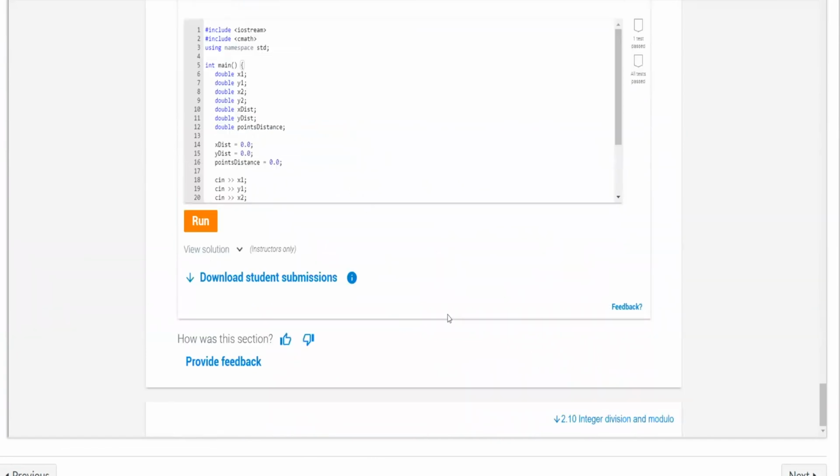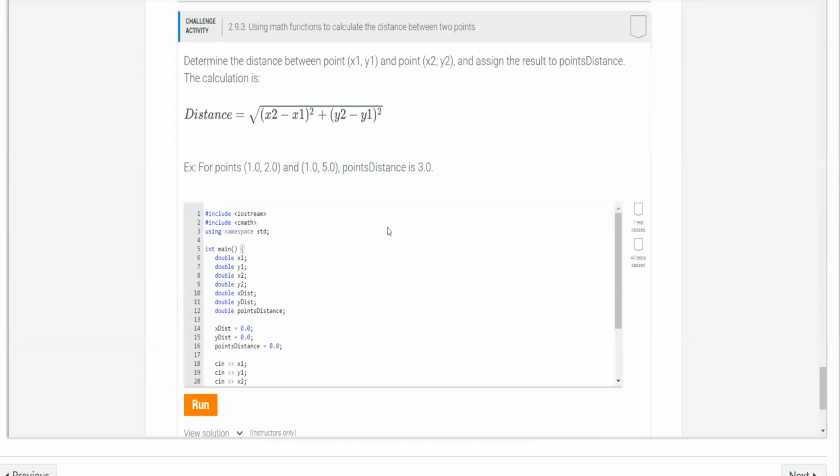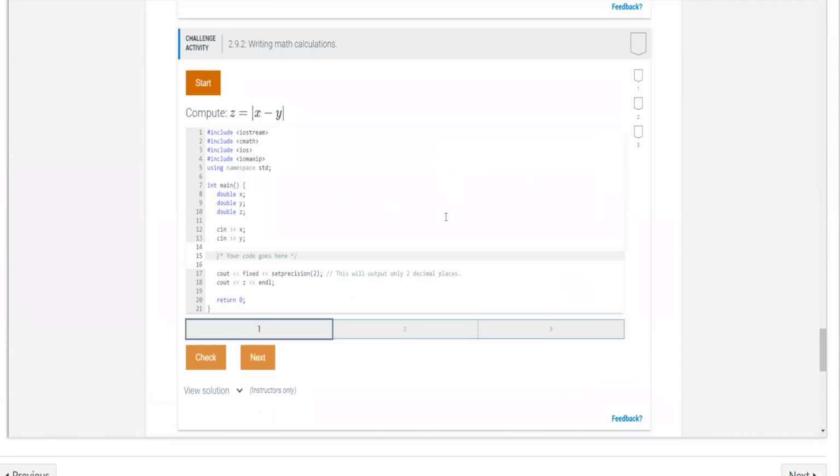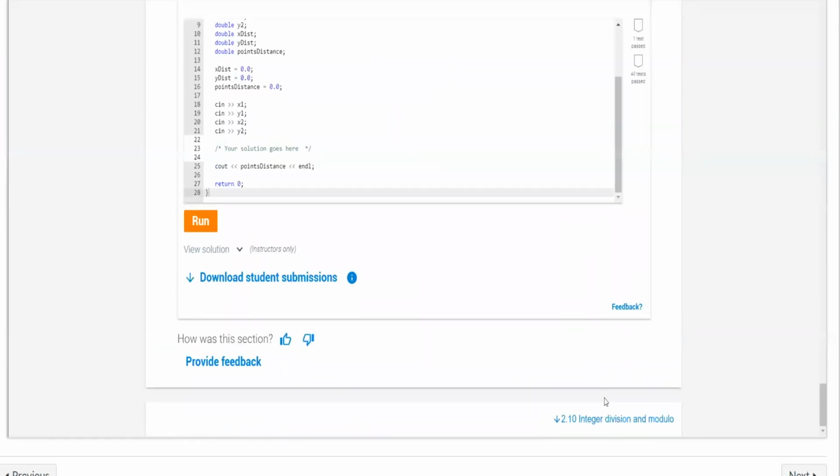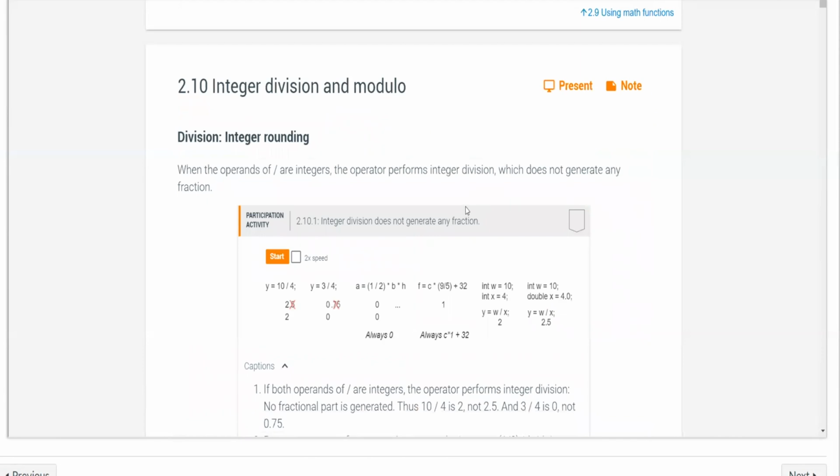All right. So what did you learn here? Well, I talk about power. I talk about square root. I talk about fabs, 3 mathematics functions. And so the integer divisions and modulo.